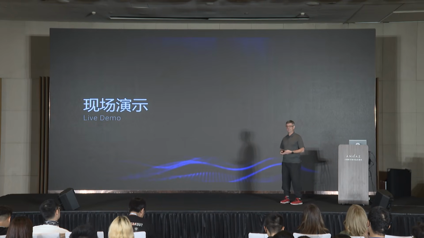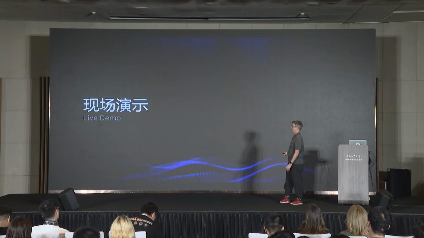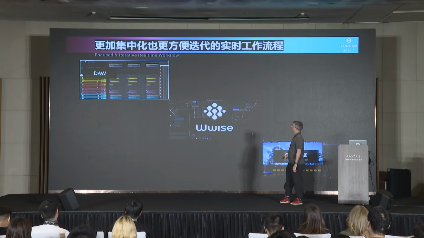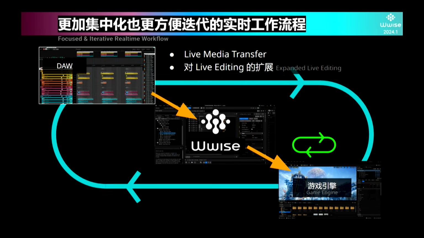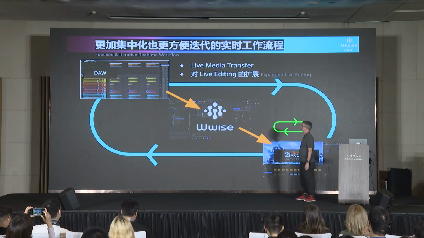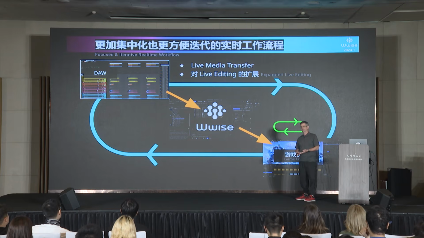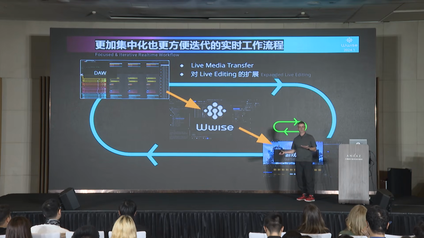It's a good opportunity for me to show you very cool features that were in 24.1. In particular, I want to demonstrate live media transfer and expanded live editing. So, typical workflow: you create your sounds in your DAW. They are rendered to a location that Wwise will be able to import. And then the next step is normally you have to generate your sound banks, place them somewhere where your game engine can load them, and then finally you can hear your sound in the game or engine.